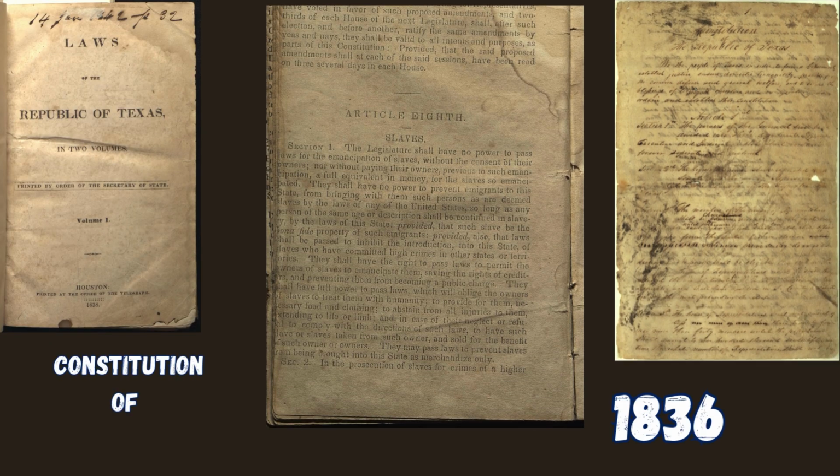Constitution of the Republic of Texas, 1836. After independence, Texas explicitly legalized slavery in its constitution, ensuring the institution could flourish. It banned free black people from living in the Republic, further entrenching a racially segregated and slave-holding society.